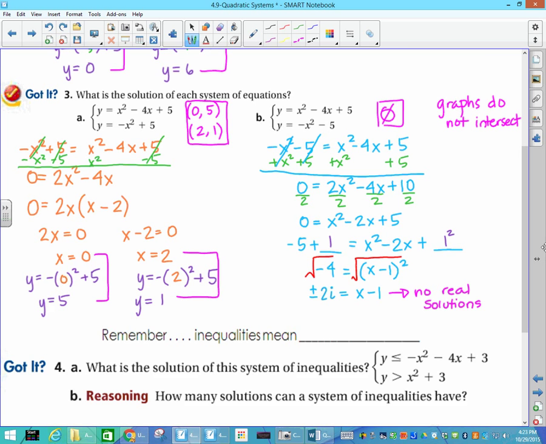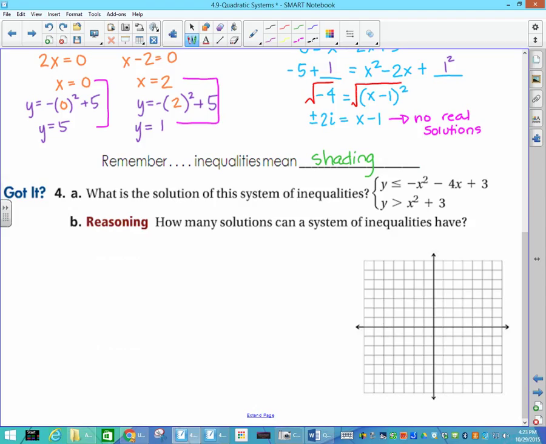Okay, so remember, inequalities means there will always be shading involved. To solve our inequalities, we have to graph both of them, because that's the only way we have to solve inequalities. The solution is always some shaded region. So for the first one, I'm going to graph this parabola right here. To graph a parabola, if it's not in vertex form, you have to put it in vertex form. We're going to find the vertex somehow. So I'm going to put that in vertex form.